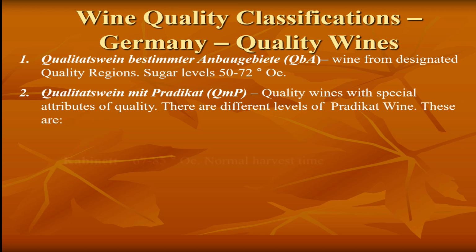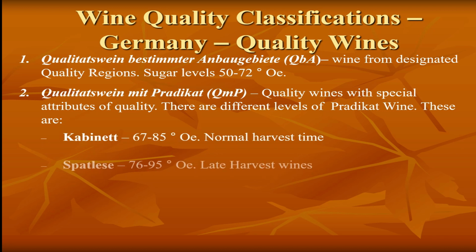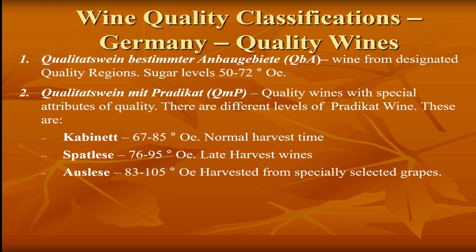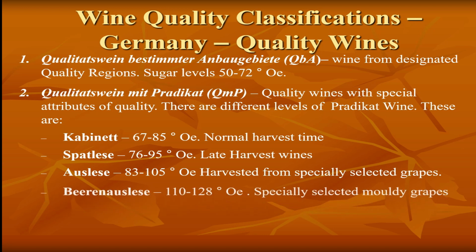These are Kabinett, 67 to 85 degrees Oechsle. Normal harvest time, Spätlese, 76 to 95 degrees Oechsle. Late harvest wines. Auslese, 83 to 105 degrees Oechsle, harvested from specially selected grapes.